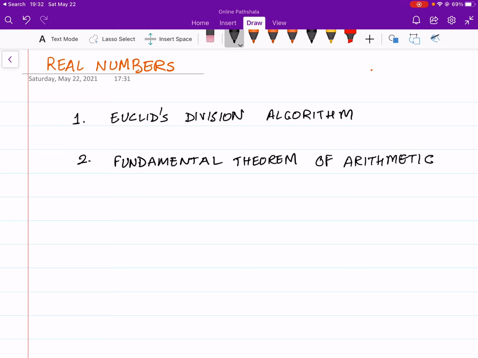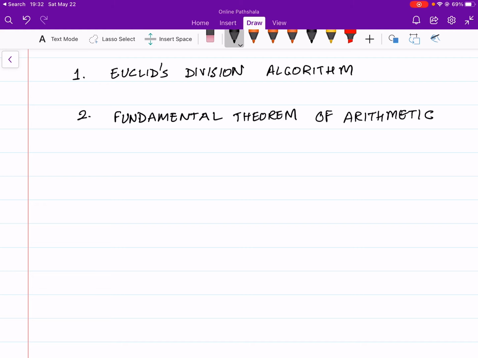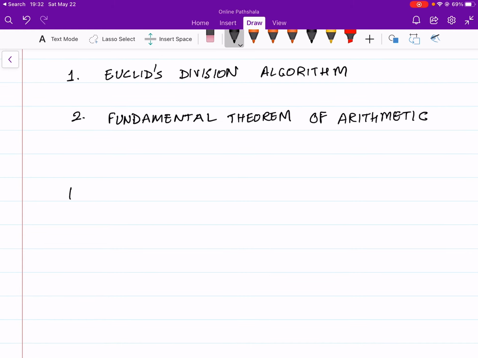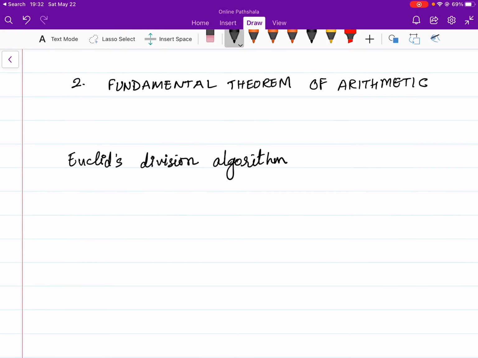Now, if we look at the name Euclid's division algorithm, as the name suggests, it has to do with divisibility of integers. Let's just write that down. So, Euclid's division algorithm. It has to do with the divisibility of integers. And in simple words, what it says is that any positive integer a can be divided by another integer b in such a way that it leaves a remainder r that is smaller than b, and that's pretty much it. Now, in a way, it's just to do with the division of integers, right?